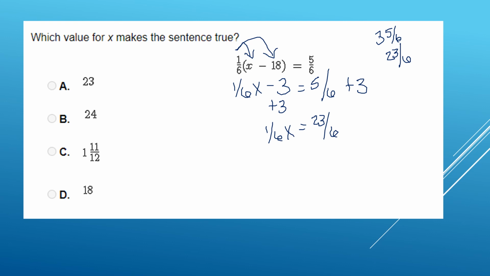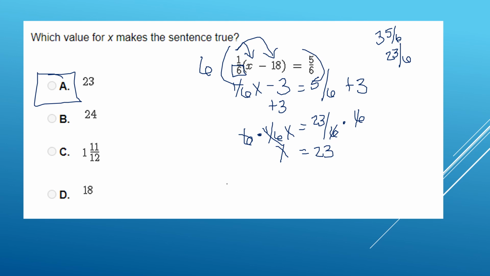So the way we get rid of the denominator, or divided by 6, is multiply by 6. So over here, you're just left with x. Multiply by 6, and we are left with 23. Another way you could do this, if you see there's a 1/6 here, you can multiply the entire equation by 6. And that would have given you x minus 18 equals 5. And you could have solved it the same way. Okay, so both of those could work.